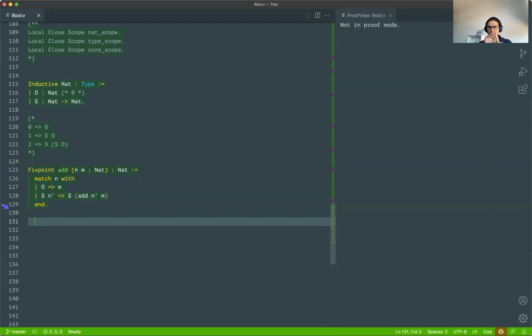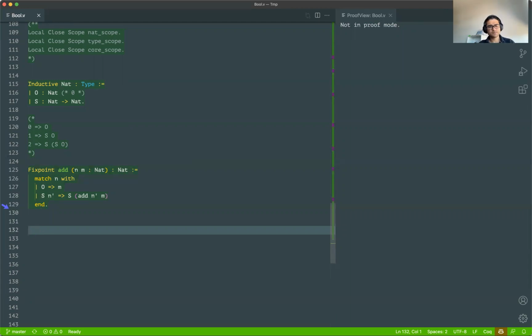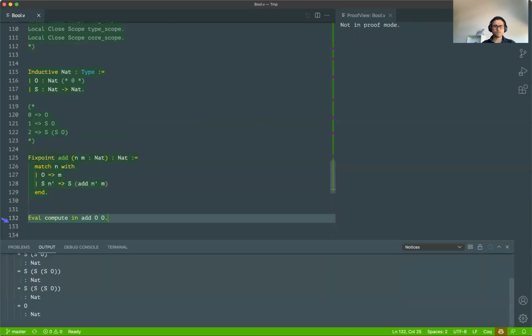So far we have an inductive definition, and we have a function to add two natural numbers. What else can we do? Well, we can evaluate this. So Eval compute in add. And what would happen if I add 0 and 0? Okay, we get 0.